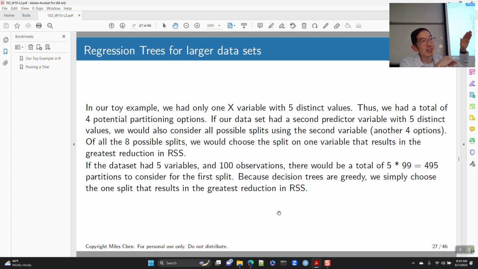And then you would have another 495 values, or maybe even more than that. So basically, it just grows very rapidly in terms of how many splits you have to consider.